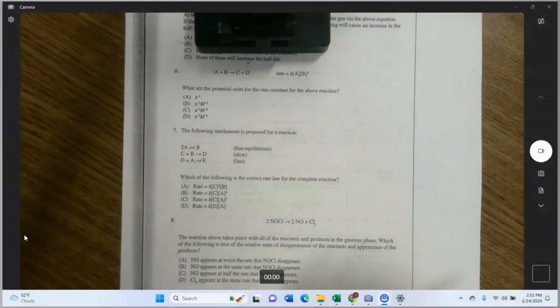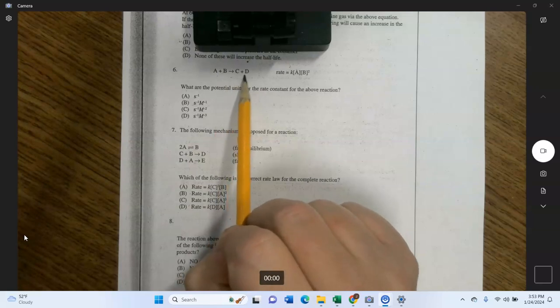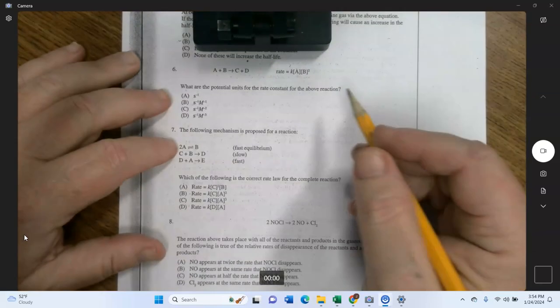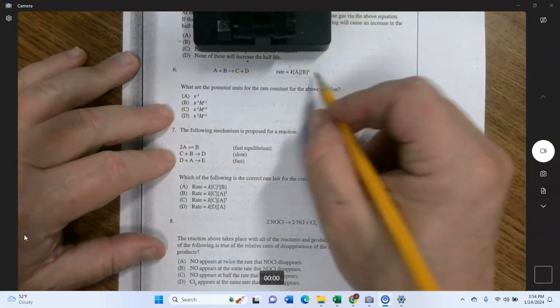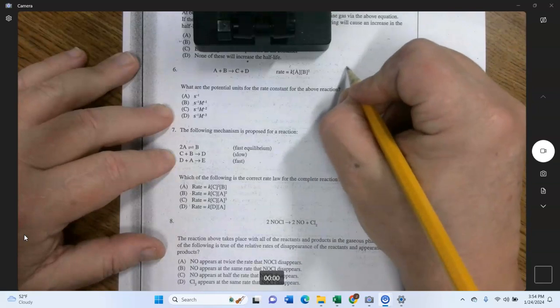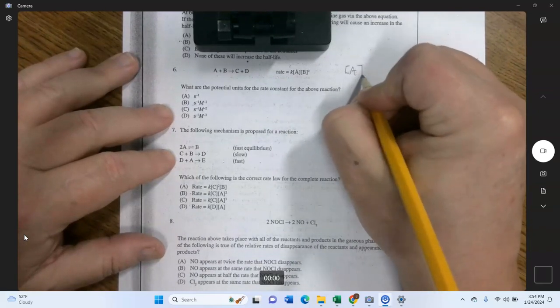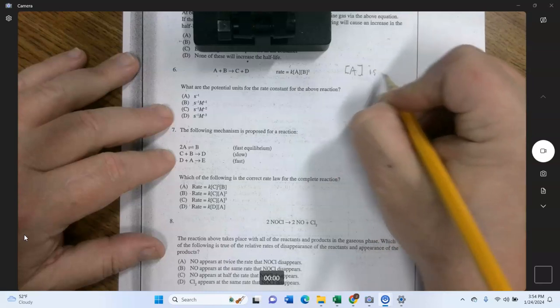Okay, next question. So you have a generic reaction here, A plus B produces C plus D, and there's the rate law for that particular reaction. So what are the potential units for the rate constant for the above reaction? I guarantee they're going to ask you one of those on the AP. Okay, so what you do is, first of all, let's understand what this is. So in this reaction, A is a first order reactant.